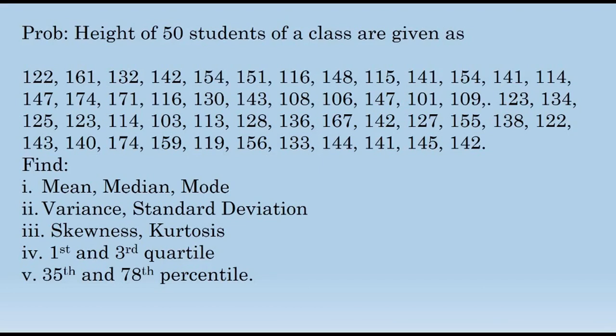The heights of 50 students of a class are given as 122, 161, 132, 142, and so on. We need to find the mean, median, mode, variance, standard deviation, skewness, kurtosis, first and third quartile, 35th and 75th percentile.